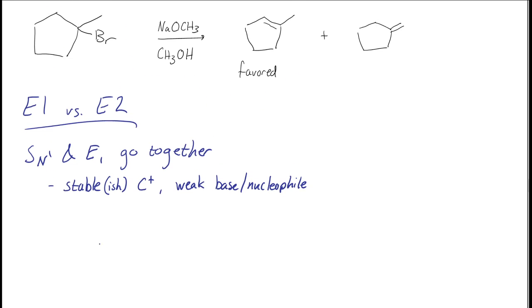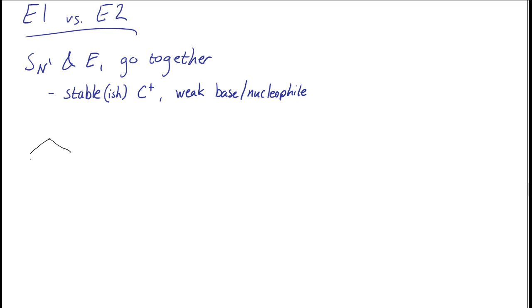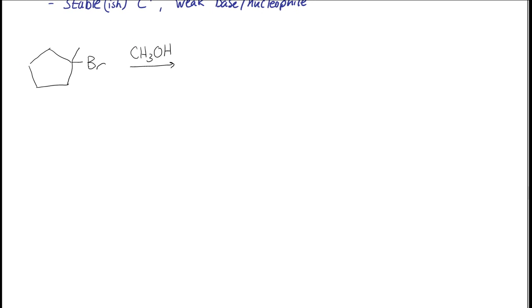In fact, that previous molecule is a good example. We're just going to change our nucleophile a little bit. So we have something like this that can easily form a carbocation. And we just dump it into some methanol. Methanol is a weak nucleophile. It's a weak base. It's a protic solvent. So it highly favors carbocation formation. So the first thing that's going to happen in this reaction is forming a carbocation.